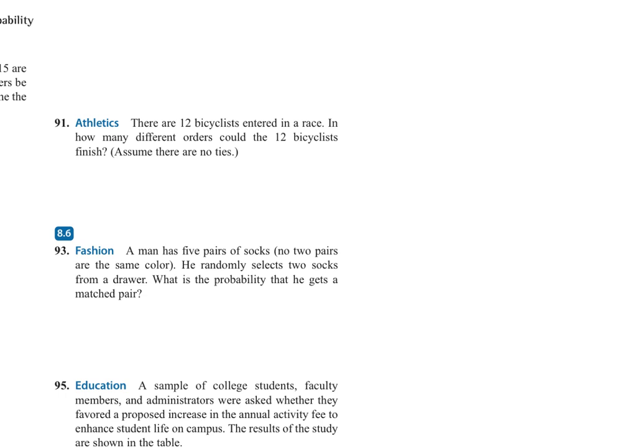91 says there are 12 bicyclists entering a race. In how many different orders can the 12 bicyclists finish? So this is like your full set. There's only one type of full set, and that is permutation. So it's 12 factorial.